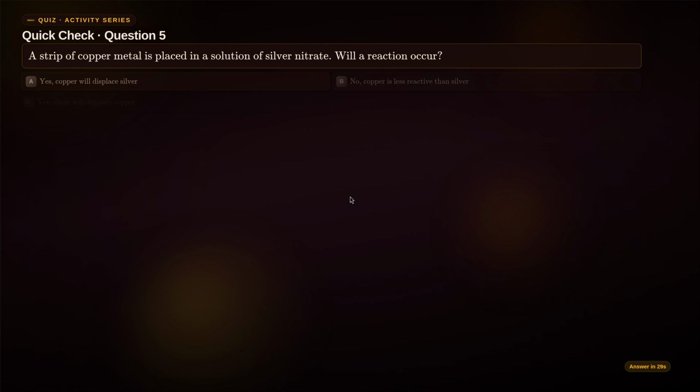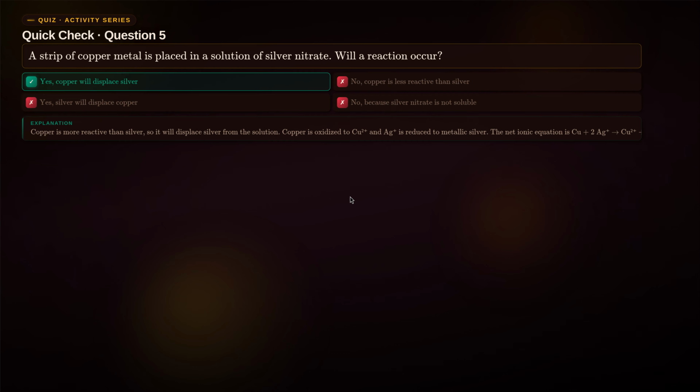Question 5. A strip of copper metal is placed in a solution of silver nitrate, AgNO3. Will a reaction occur? Option A. Yes, copper will displace silver. Option B. No, copper is less reactive than silver. Option C. Yes, silver will displace copper. Option D. No, because silver nitrate is not soluble. Take a moment to work it out. The correct answer will appear in 60 seconds.